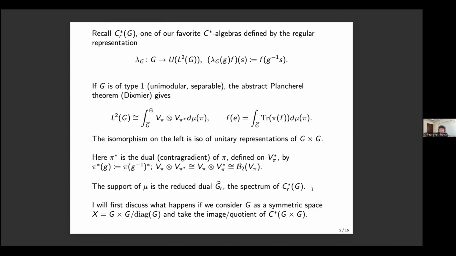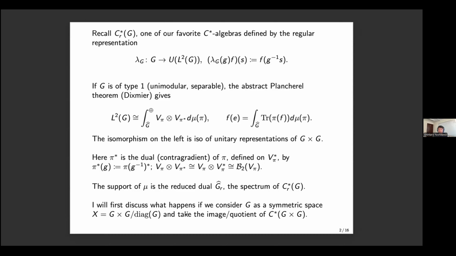I want to discuss what happens if you consider G as a symmetric space, X equals G times G modulo the diagonal subgroup of G, which is a perspective quite common in harmonic analysis. It is the same as saying you consider the representation of G from the left and the right at the same time. This has been studied from other perspectives, for example in a discrete group setting, but I will give you some new insight, at least from our perspective, which was quite new when we discovered it.